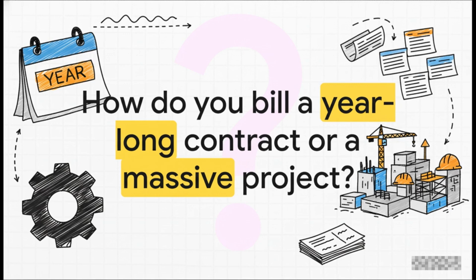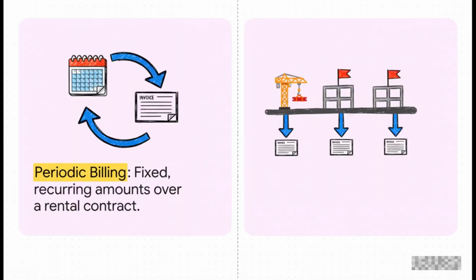Or what about a massive construction project that's broken into multiple phases? You can't just send one invoice at the end, and sending hundreds by hand would be an absolute nightmare. The answer is billing plans, and they come in 2 main flavors. Periodic billing is for fixed, recurring amounts over a set period, exactly like a monthly rental contract or a subscription. The system just automatically generates the invoice every month.